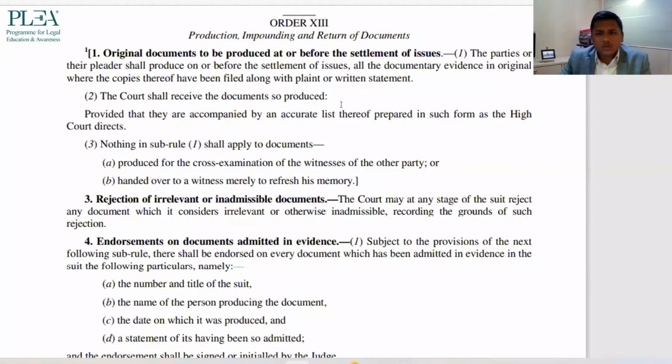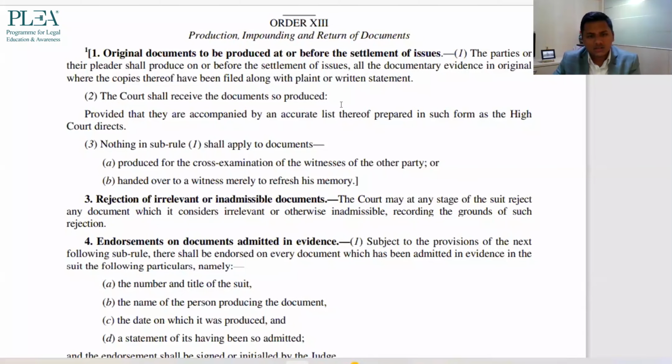The civil court also believes so. The civil court says that disclose everything and anything. And that is what Order 13 Rule 1 says. Original documents to be produced at or before the settlement of issues. The parties or their pleader shall produce on or before the settlement of issues all the documentary evidence in original where the copies thereof have been filed along with the plaint or written statement. The court shall receive such documents so produced, provided that they are accompanied by an accurate list thereof prepared in such form as the High Court directs.